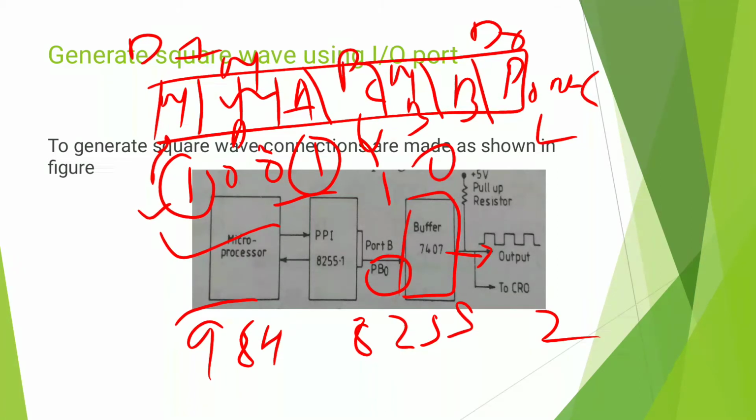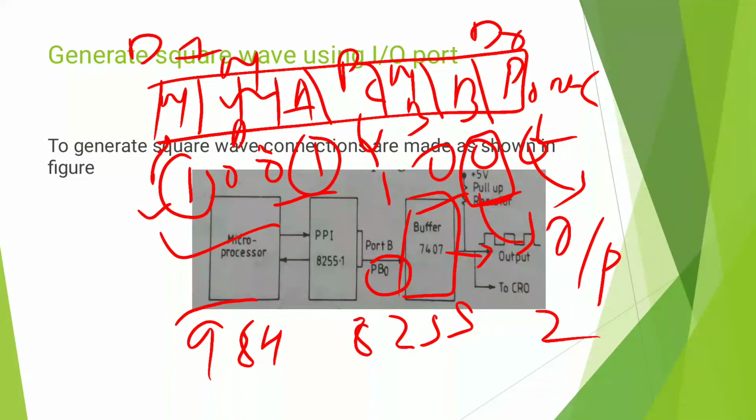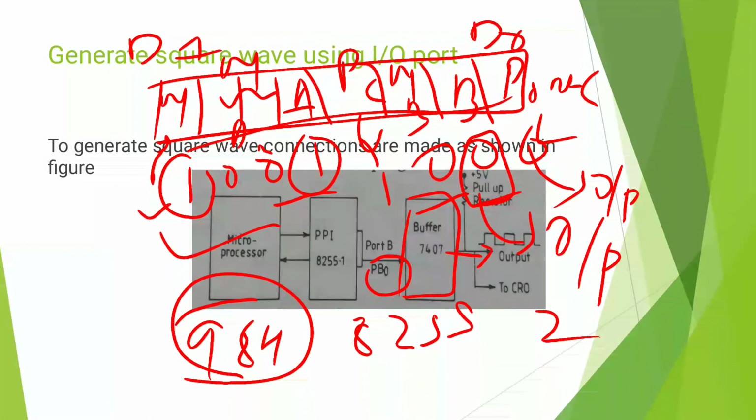Next 0 0 0. This is for mode 0, and this is for port B. It is 0, means it acts as an output port. Port C lower is also 0. This one is for port B. So in this manner, 98 makes port B act as an output port.